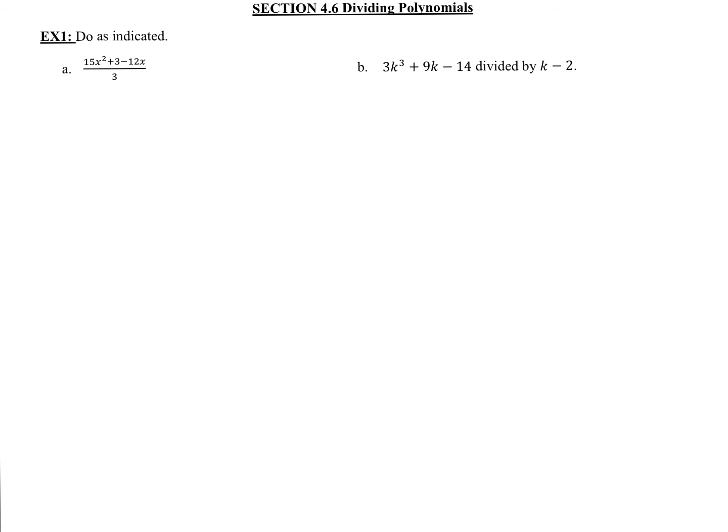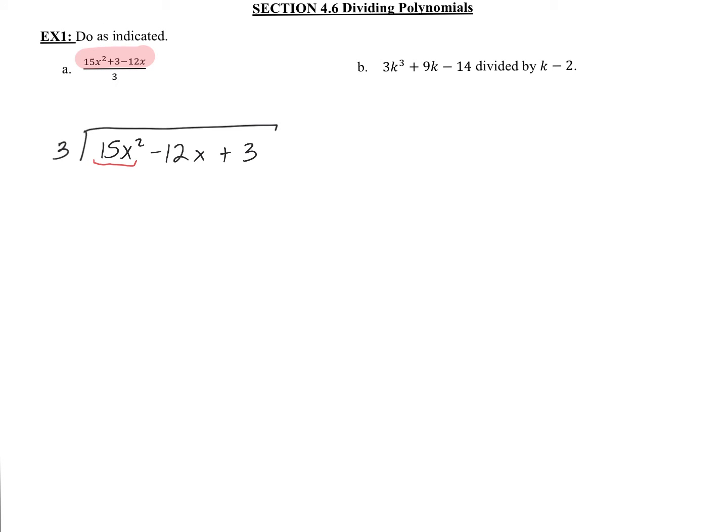It's very, very simple. So let's take a look at what we have here for A. We have 15x squared plus 3 minus 12x divided by 3. So we're going to go ahead and set this up for long division. But when we do that, we have to be careful. We want the item inside the house, I'll call it, to be in descending power. Currently, it's not. So we'll fix that. We have 15x squared, and then we'll rewrite the 12x first, and then the 3, because remember, we want it in descending powers.